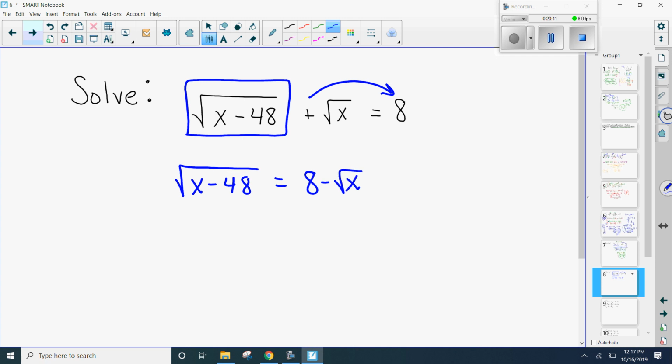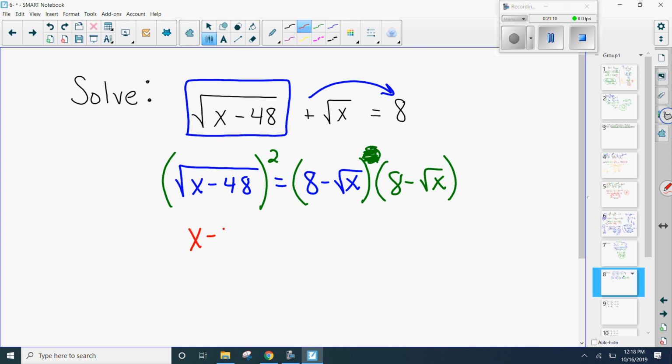Now that you have a radical isolated, how do you get rid of that? Not divide. How do you get rid of a root? Square it. So I'm going to square both sides. And when I square the right-hand side, you are going to have to take 8 minus radical x times 8 minus radical x. The left-hand side, when you square it, what are you left with? x minus 48. The right-hand side, you FOIL.